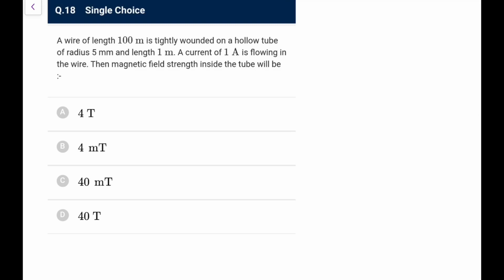A wire of length 100 meter is tightly wound on a hollow tube of radius 5 mm and length 1 meter. If a current of 1 ampere is flowing in the wire, the magnetic field inside the tube would be, now it would be a solenoid for you, and you will write mu naught n i. n as number of turns per unit length, you have to make it out.